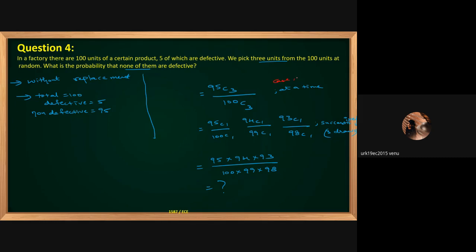At a time, you can just take all the three out of the box. The box is a factory having 100 units. The general probability formula is favorable outcomes by total outcomes. Favorable is 95 because the given condition is that none of them should be defective, so 95 are non-defective cases. In the 95, we will take 3, and the total outcome is 100 C3. This is case 1. You can calculate what is the answer.